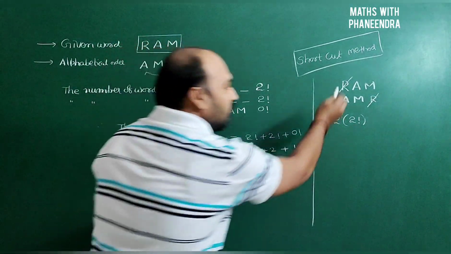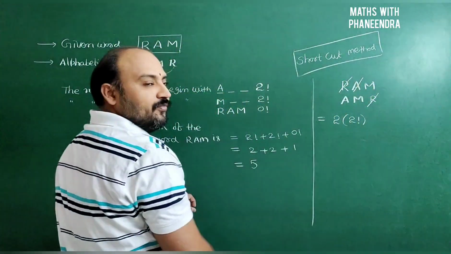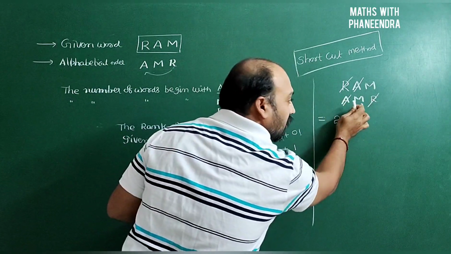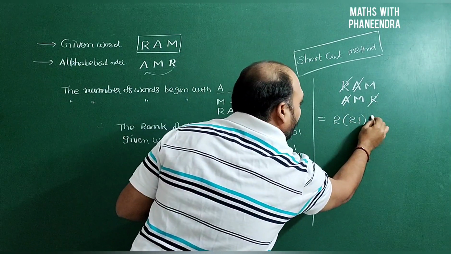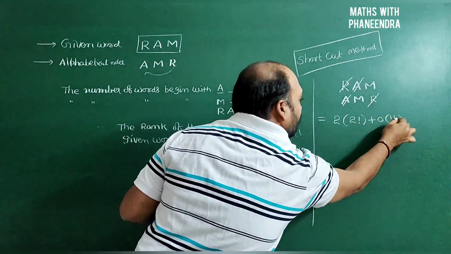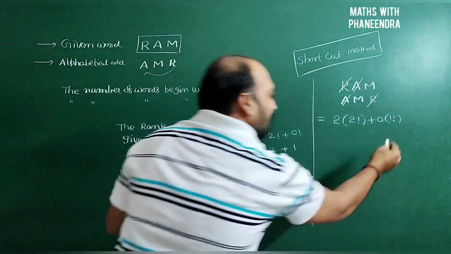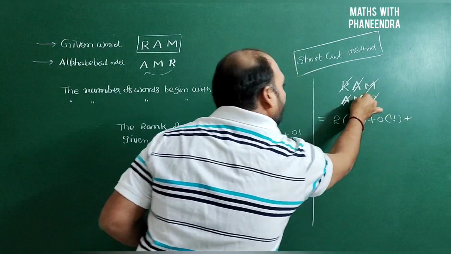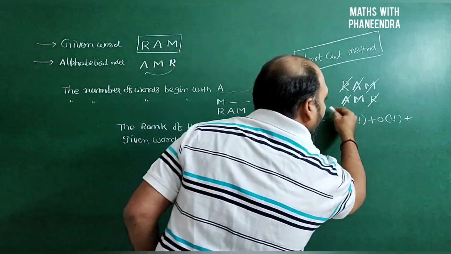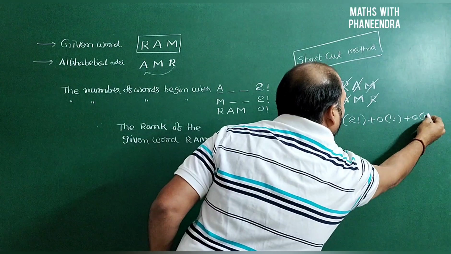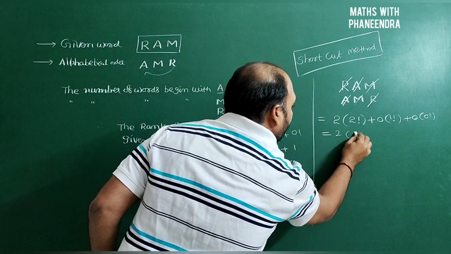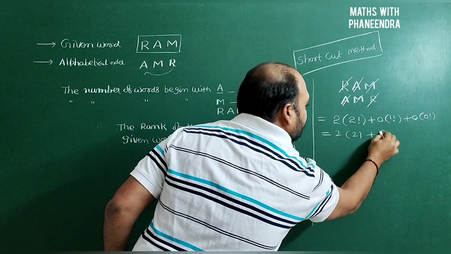Now come to letter A. If we cancel it here also, before A how many letters are there? No letters are there. Before that, 0 into how many are left here? 1 factorial. Plus, after cancelling M, no elements are there here. So 0 into 0 factorial, which is equal to 2 into 2 plus 0 into anything is 0.